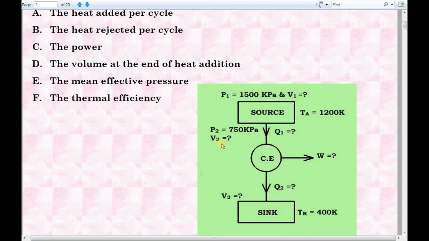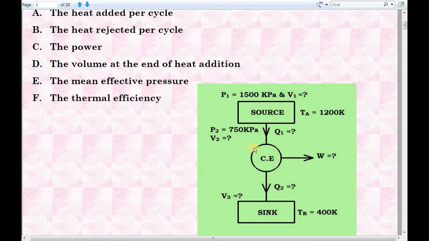Okay, the hot air coming out of the source will be supplied to the Carnot engine. The Carnot engine will utilize this hot air for producing work output. That is, a certain amount of heat from the hot air will be utilized for producing work output and a certain amount of heat from the hot air will be rejected to the sink. So this is the working procedure of this Carnot engine.